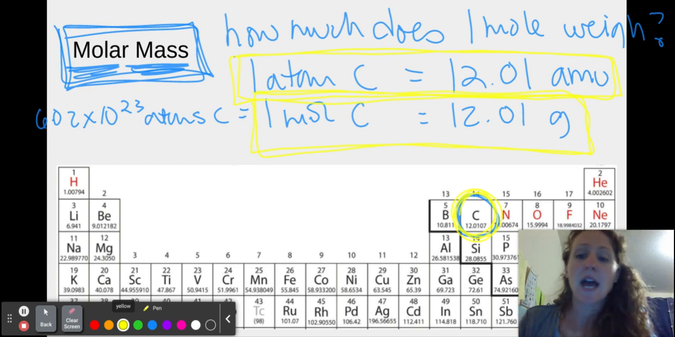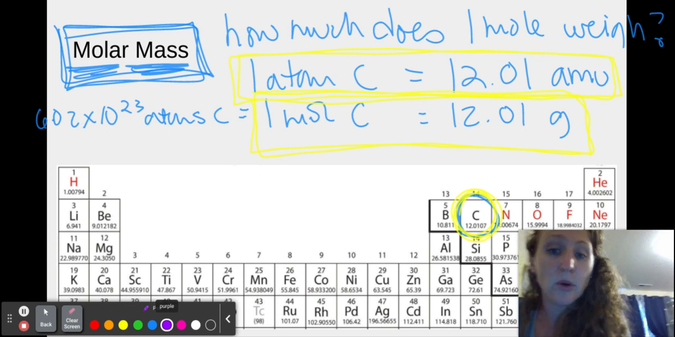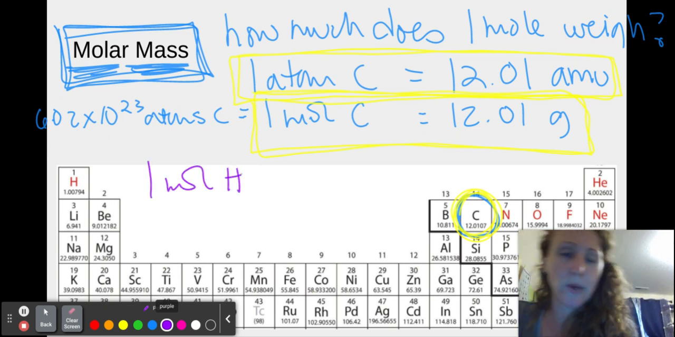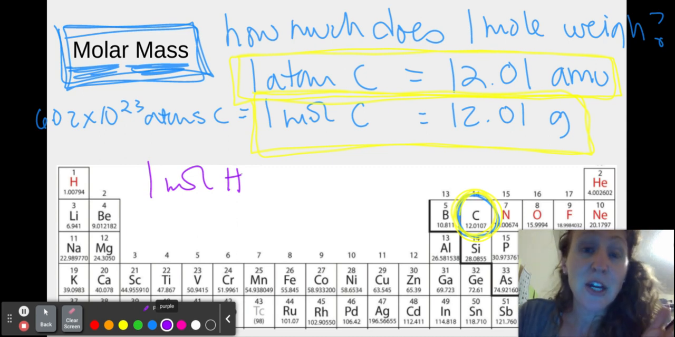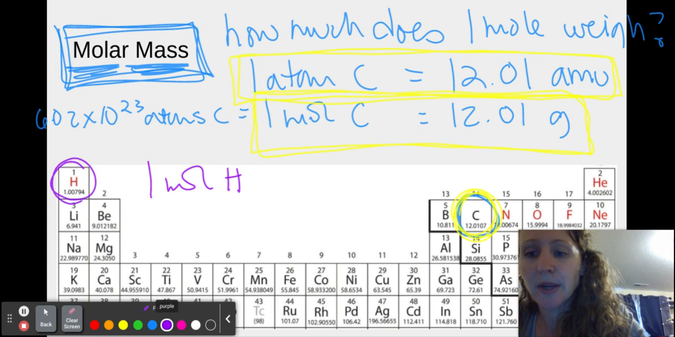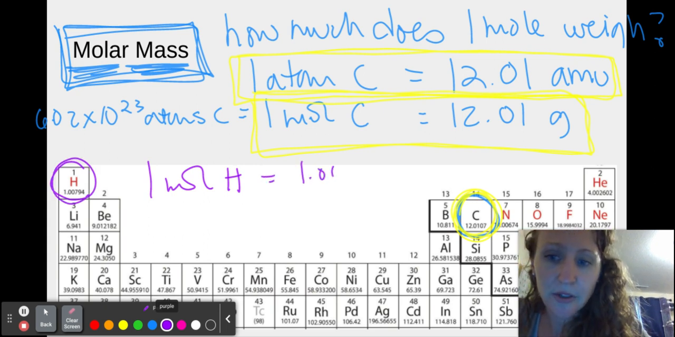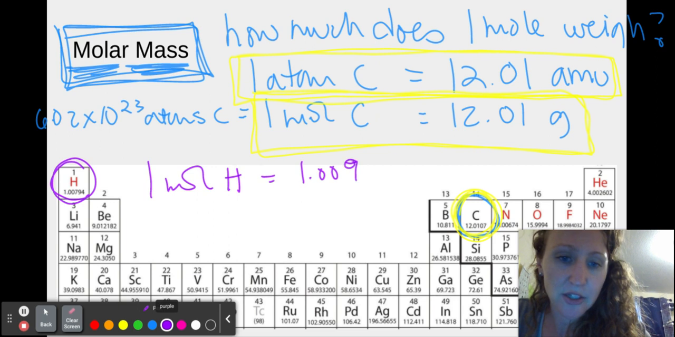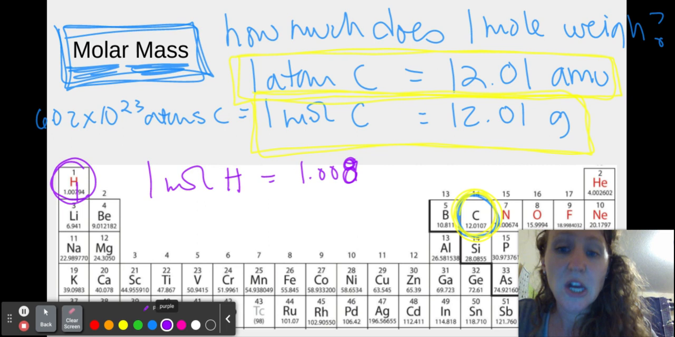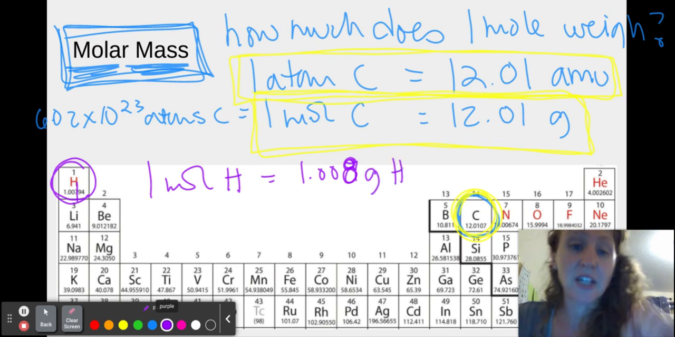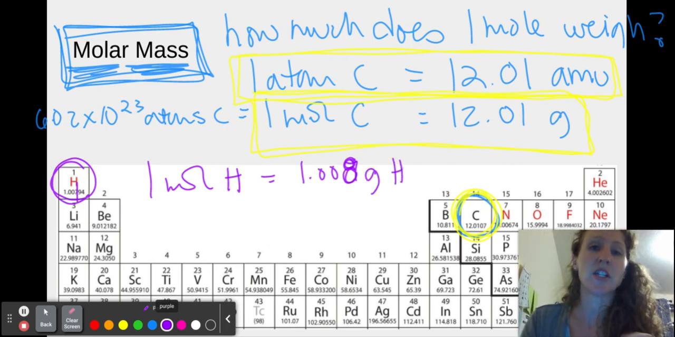So if I ask you, how much does 1 mole of hydrogen weigh? Normally you would be like, Martins, I don't know. I've never measured that out. Well, you don't have to. You have the periodic table right here. 1.007. Actually, I guess that should be an 8. We'll cut it off after the 7 and round up. 1.008 grams of hydrogen. If you have 1.008 grams of hydrogen, you have a mole of hydrogen. You contain 6.02 times 10 to the 23rd atoms of hydrogen.